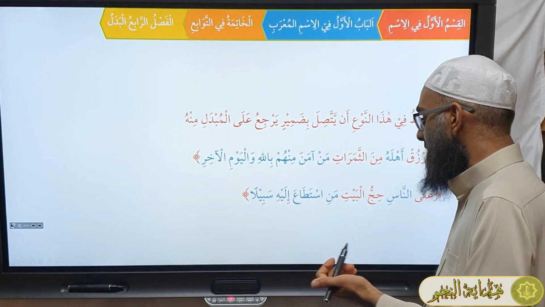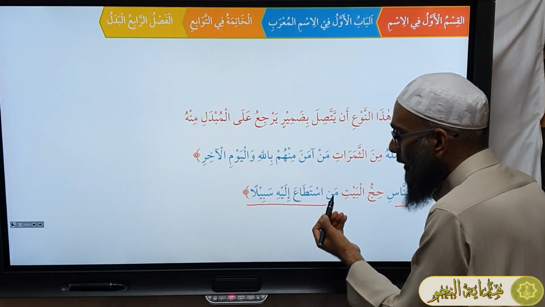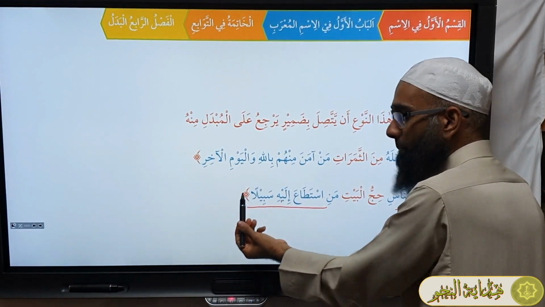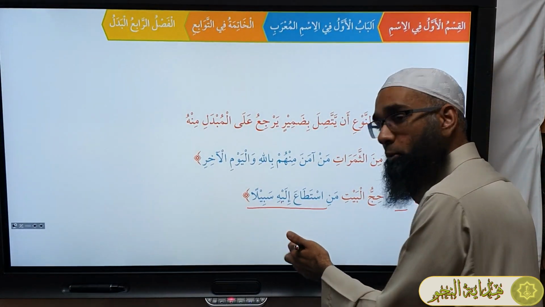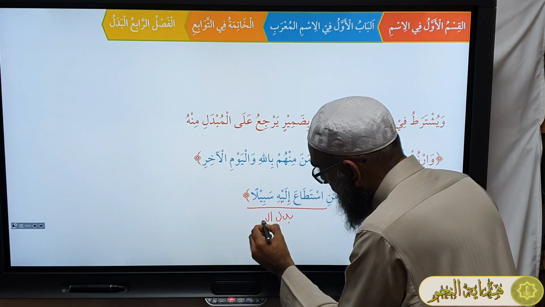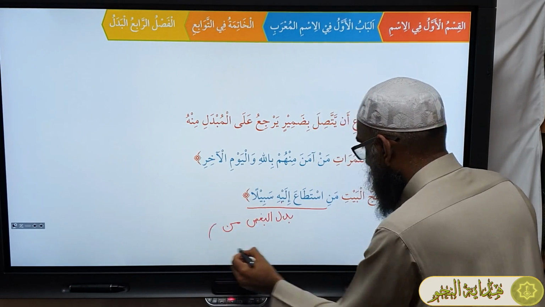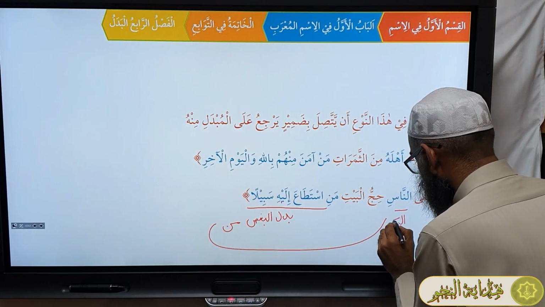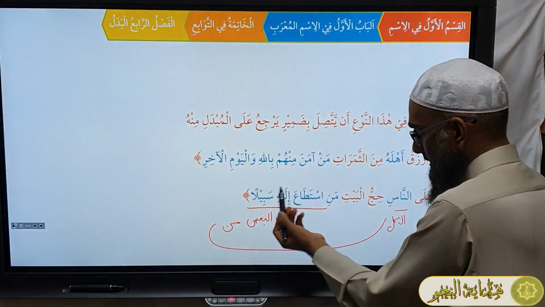But which people? Not every single person. Because nas is everybody. When you have man istata'a, who has the ability to find a path, the ability to get to Makkah. So this is what now? Badal al-Ba'ad. This is the portion, min al-kull. This is the kull, this is the ba'ad, and this is the kull. This is now a part of them.